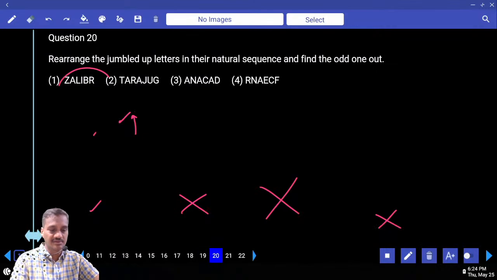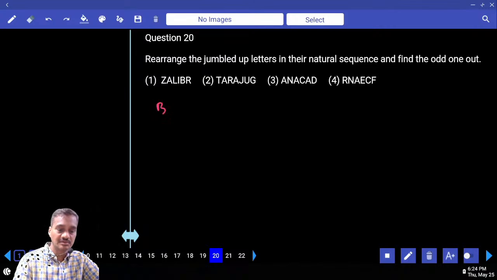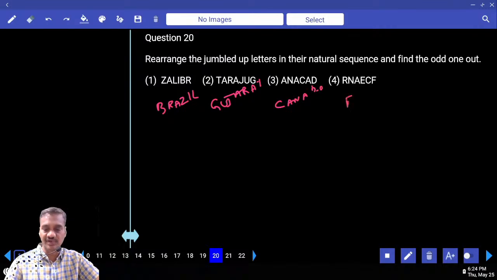Then 20th, now rearrange the jumbled letters into their natural sequence and find out the odd one. Tell me what is the first one we have? Now first one is Brazil, isn't it? Brazil, and next Gujarat. Now the words are given in jumbled form. And next one here, Canada. And next one, here it is France.